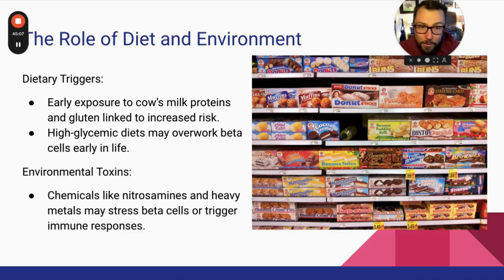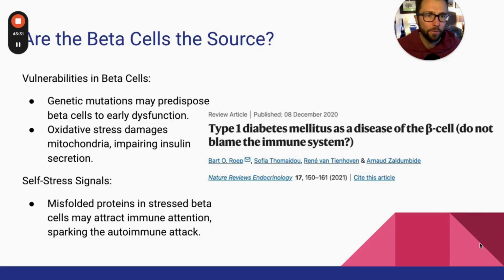And then environmental toxins, chemicals like nitrosamines, heavy metals, glyphosate is another huge culprit in liver health impacting iron metabolism, impacting beta cell health. So there's just a huge cascade that can result from dietary and environmental sources.